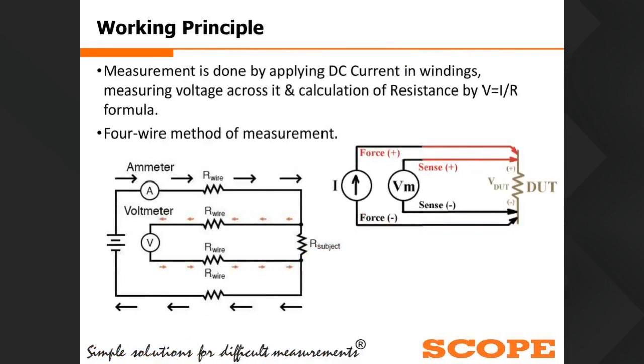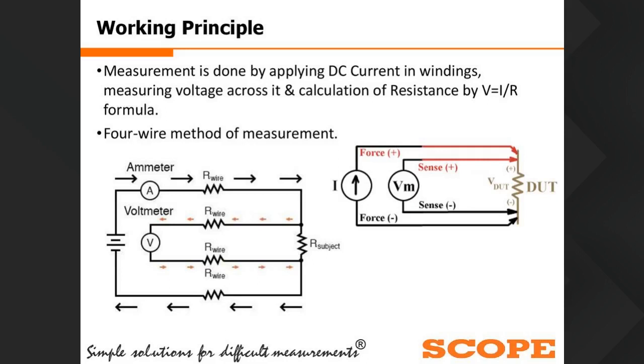Then, the working principle. The working principle is to apply a DC current in the winding, across which we need to measure the winding resistance. We need to measure the voltage drop across it, and with the help of the formula V equals I R, that is R equals V by I, we can calculate the resistance of the transformer winding.